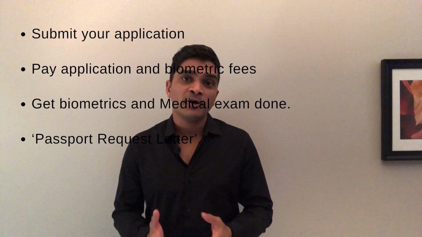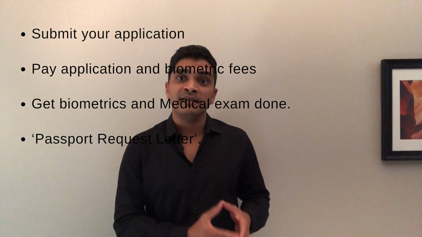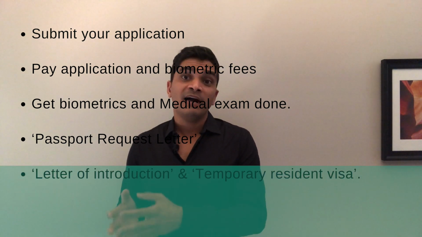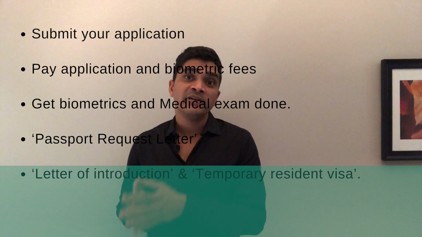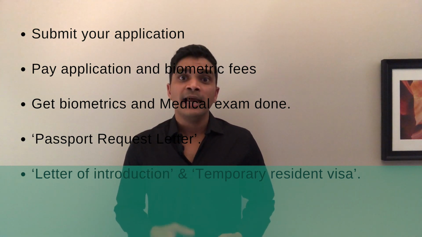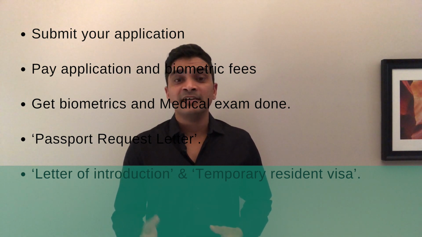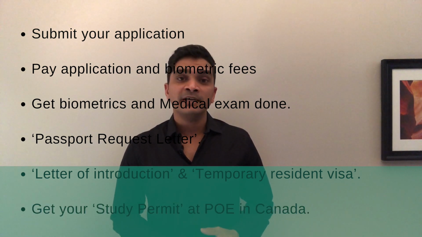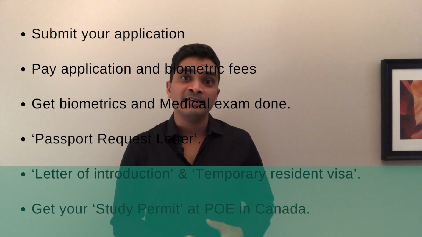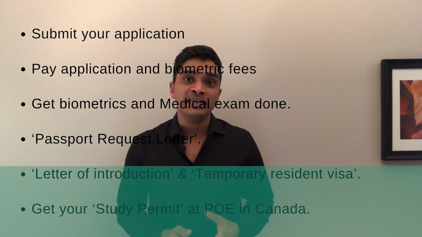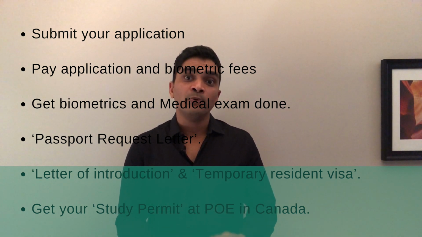After your application is processed, you'll get a passport request letter, and then you submit your passport to the visa application center. After submitting your passport, you'll get a temporary resident visa stamped in your passport, and you will also get a port of entry letter of introduction. This letter you will have to show to the immigration officer when you arrive here in Canada, and after looking at all your documents and verifying your intent to study, you will get a study permit at the port of entry. Now make sure you check for the accuracy of your name on the study permit.